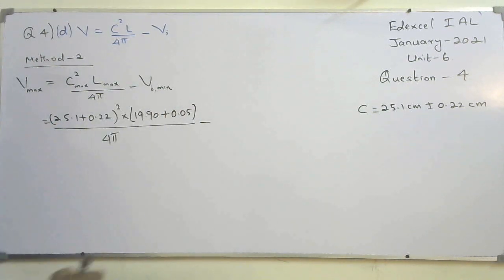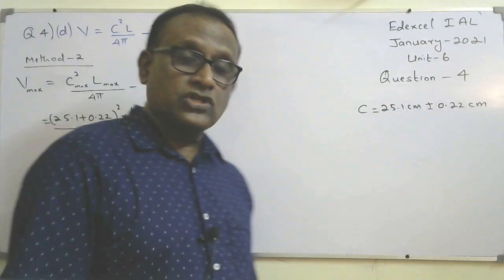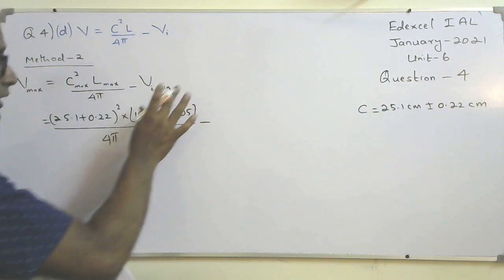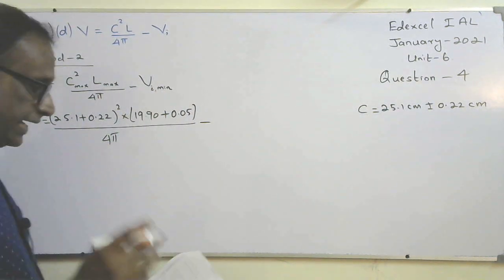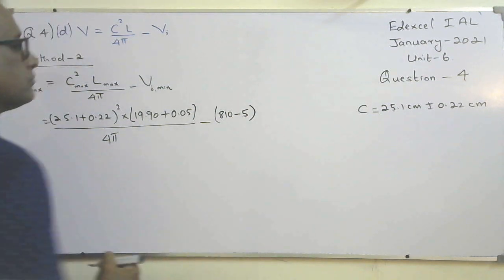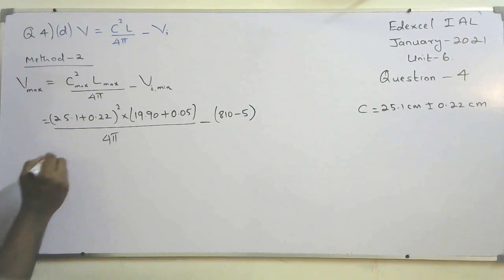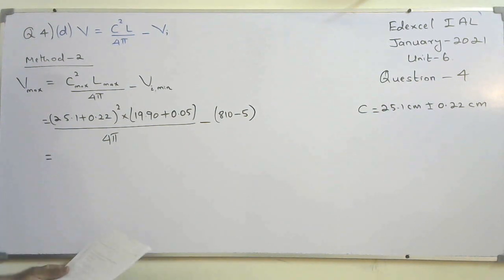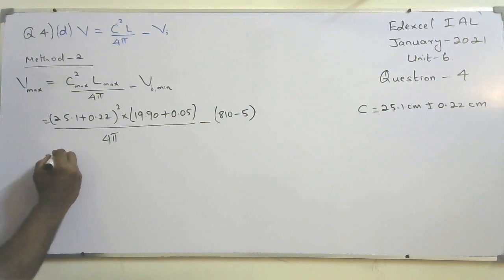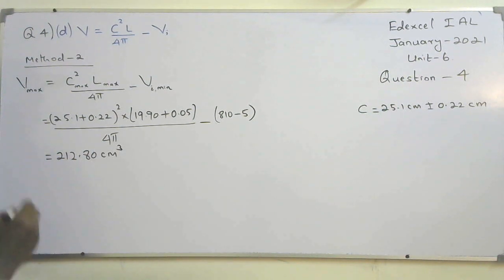minus Vi minimum. So Vi is given 810 plus or minus 5. So I should take the smallest value of Vi. So that is 810 minus 5. So that will be the smallest value of Vi. So solve this one. You will get the maximum value, that will be 212.80 cm cube.